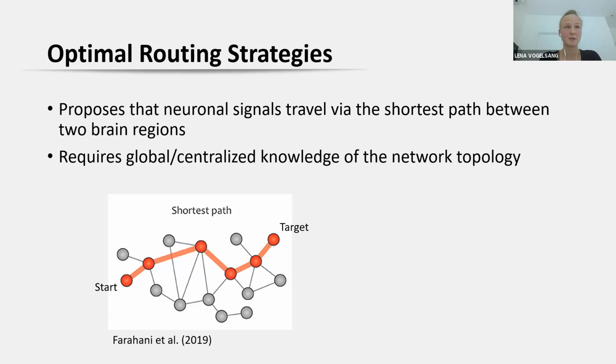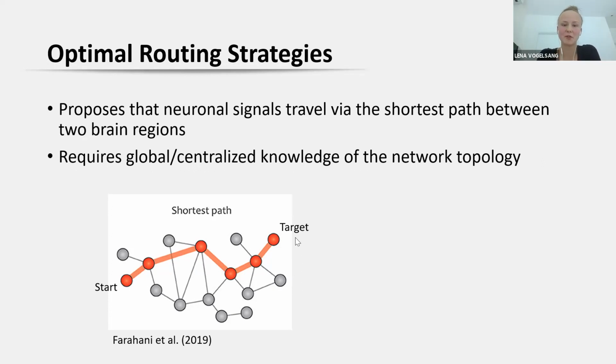And first attempts to answer this question have largely focused on optimal routing strategies and propose that neuronal signals travel via the shortest path between two brain regions. So there is the path that involves the fewest number of hops, or in this case, the path that visits the fewest numbers of brain regions. So for example, in this figure, the shortest path between the start node and the target node is indicated in red, where we can see that longer pathways between those two nodes also exist.